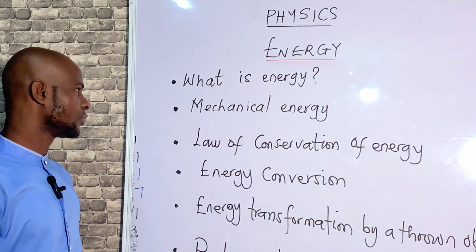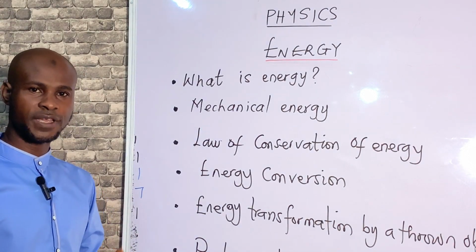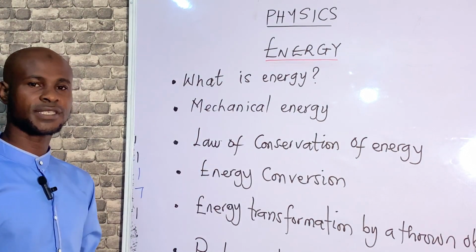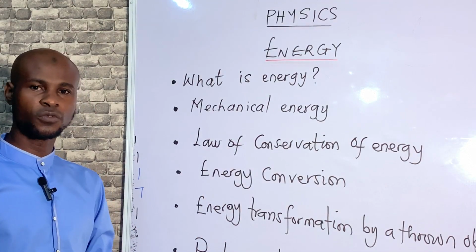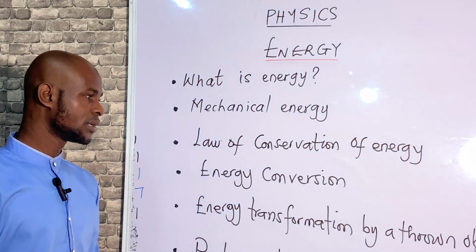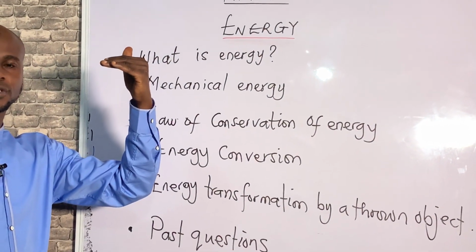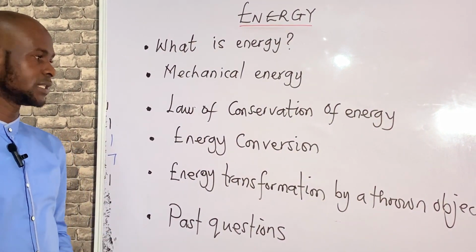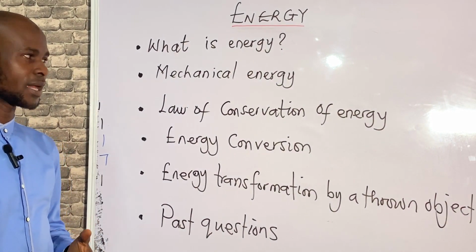What is energy? We'll look at mechanical energy as one of the types of energy or forms of energy that we have. We look at the law of conservation of energy. Energy conversion, that is from one form to another form, and we look at energy transformation by a thrown object. If you throw an object from the top of a building downward, we'll look at how energy is being converted. Then we'll look at past questions in both WAEC and JAM.